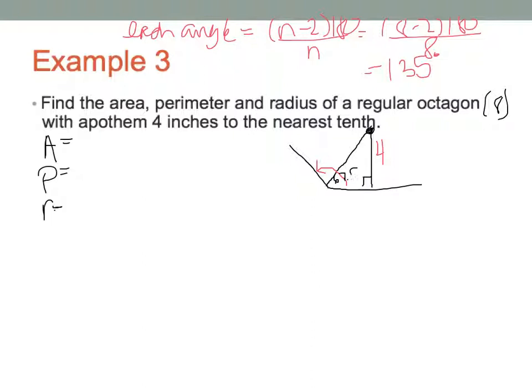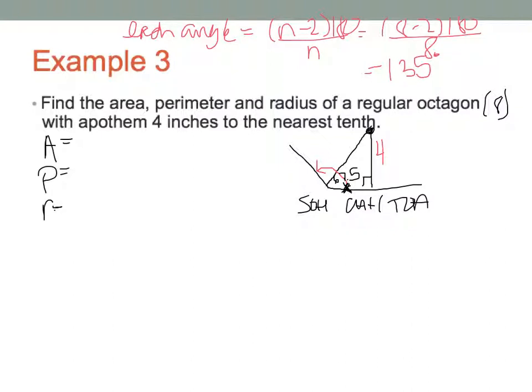67.5 is the angle inside of our triangle there that we just created with half of the base of the octagon, the apothem, and the radius. Okay, bust out those trig functions, people. SOHCAHTOA. We're standing at the 67.5, and I want to find my base. I'm going to call this x.